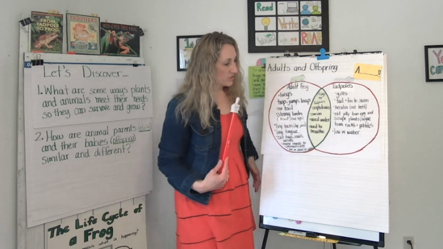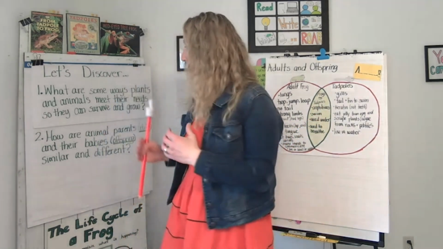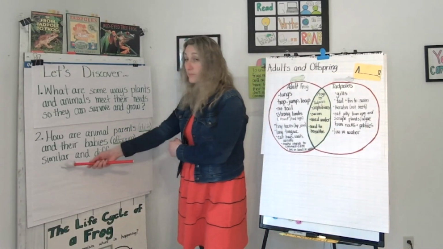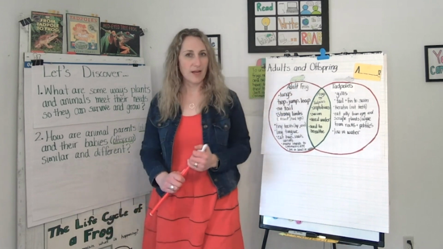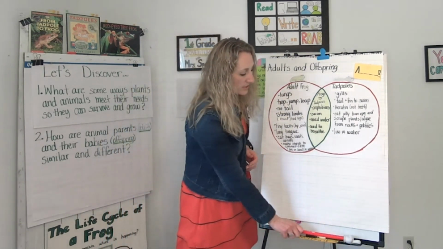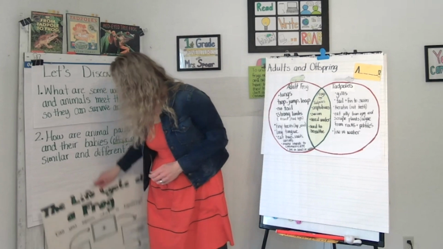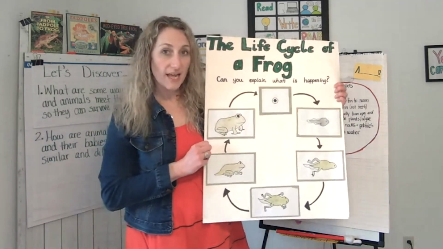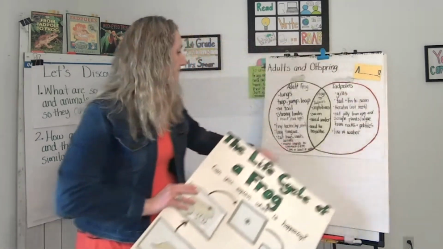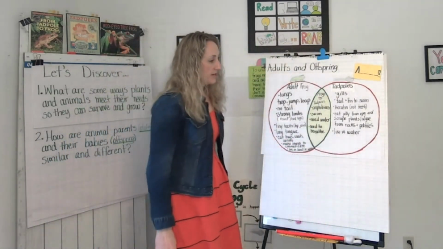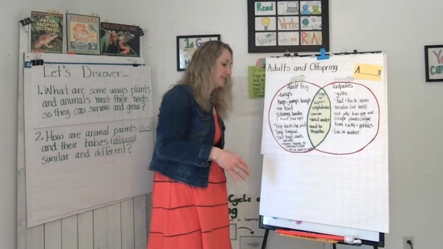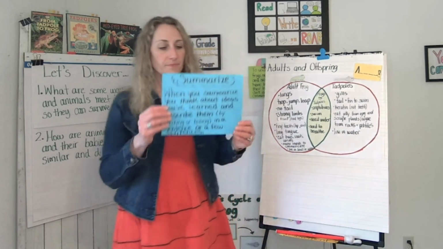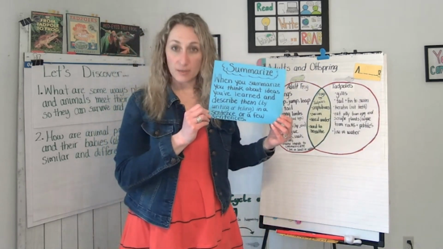So this is important for us to remember because we're really trying to answer that second question over here about how animals, the adults and the offspring, are similar or the same and different. So our Venn diagram helped us with that. And as we've been learning and studying, we've been remembering and using our life cycle here to think about the changes that are happening over time between frogs and tadpoles. What I'd like to do with you now is take all this information that we just did together and bring us back to our new learning to be able to summarize.